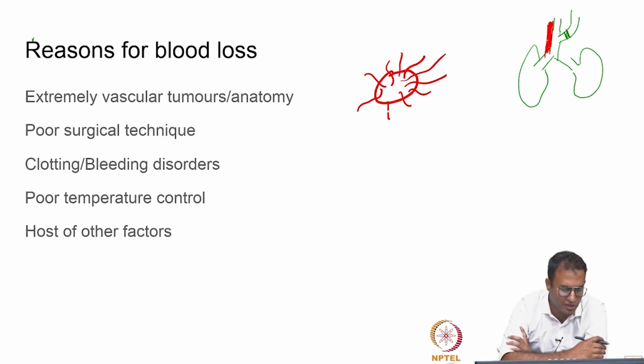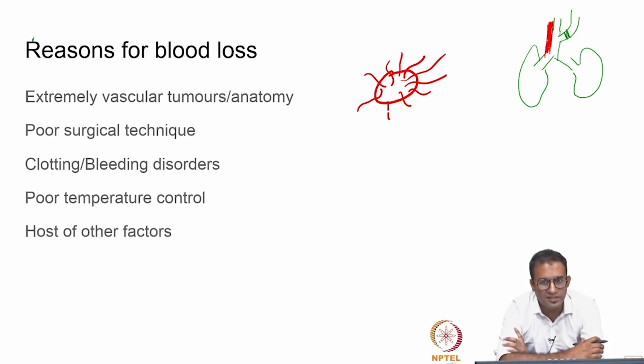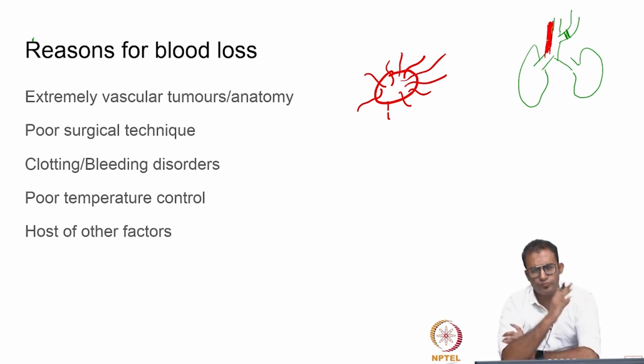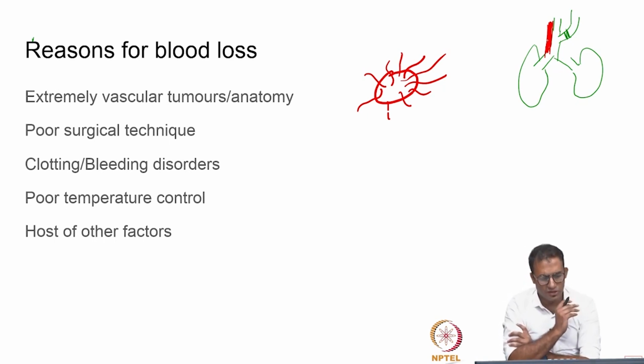A lot of patients suffer from clotting and bleeding disorders, whereby the physiology itself is not amenable to clotting. Poor temperature control is another factor. In many parts of the country during winters, or in the Western world, patients go into hypothermia. Hypothermia is basically when the body temperature becomes too low. It can also be because of the IV fluids which you are putting in. If these fluids are not warmed, it can result in hypothermia. It is very well understood that hypothermia is a major problem affecting surgical patients, and it also affects the clotting factors, and it can lead to a lot of bleeding.